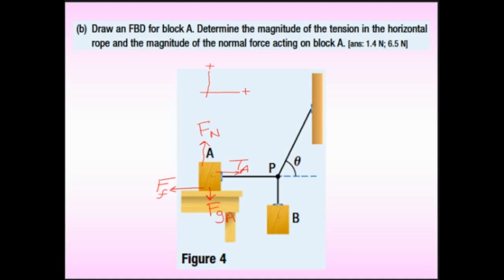So what's the question? Determine the magnitude of the tension in the horizontal row and the magnitude of the normal force acting on block A. So they need what? They need both this guy and this guy. Do you know how much the weight of FGA is? Yes, you do. So you can start analyzing this one first. Do you know how much force of friction is stopping the whole thing? You also do. How much? 1.4. So you can start by analyzing this one.